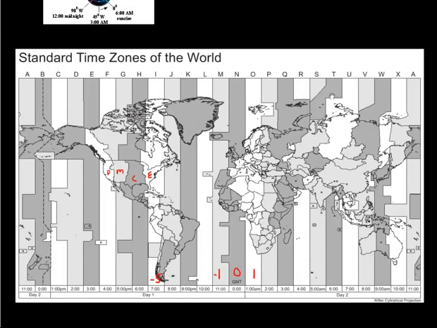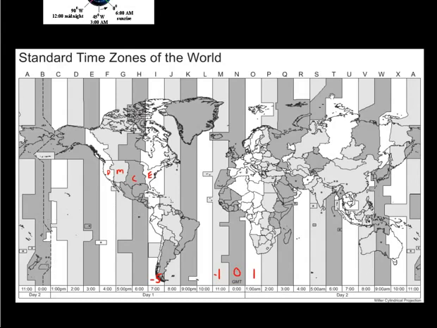That makes Paris, France, which is in this white time zone, +1. So it's in time zone +1. So whenever time it is in Greenwich, England, you add 1 hour. We subtract 5. So there are 24 time zones, and you can see them down here.